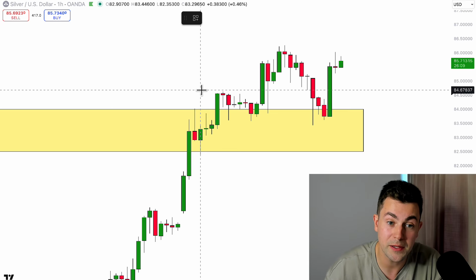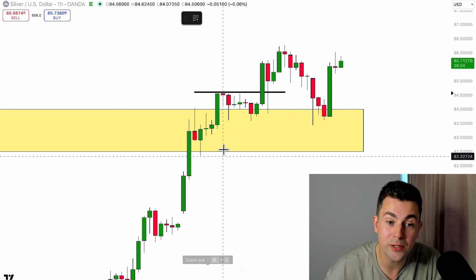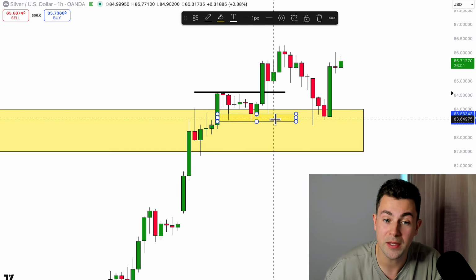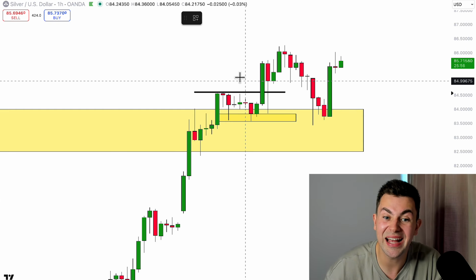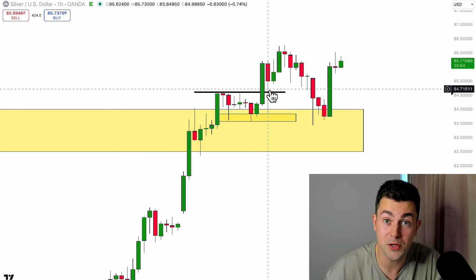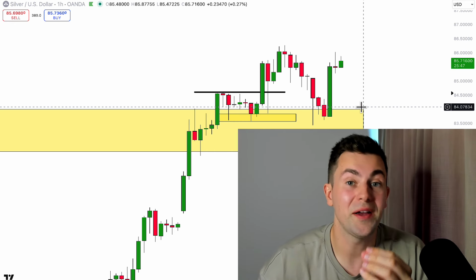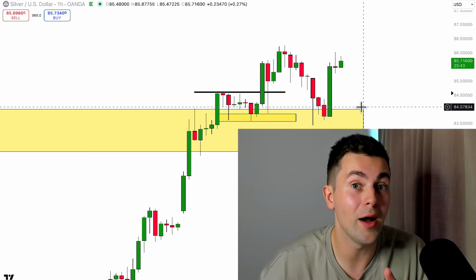You can see that here was our minor structure, and after a retest of our broken resistance, bullish movement finally followed, and we got a confirmed bullish break of structure here. Bullish break of structure is an important event that signifies the strength of the buyers. It signifies a strong buying interest.